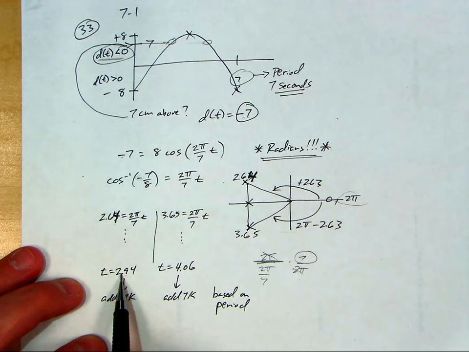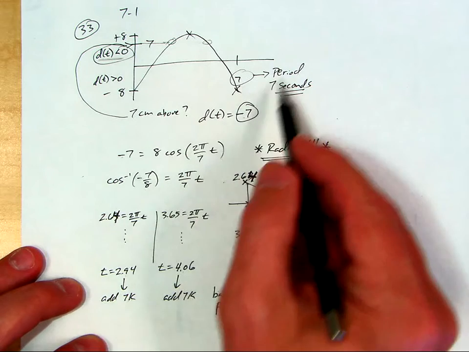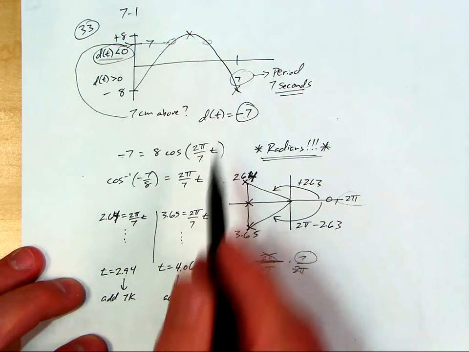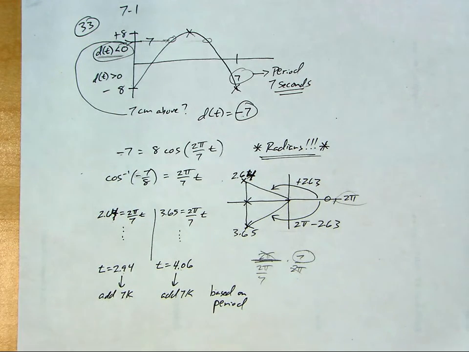So at 2.94 and 4.06, plus 7 seconds for each of those, that thing's going to be back at 7 centimeters. So use this as your roadmap to solve the second problem-solving problem.